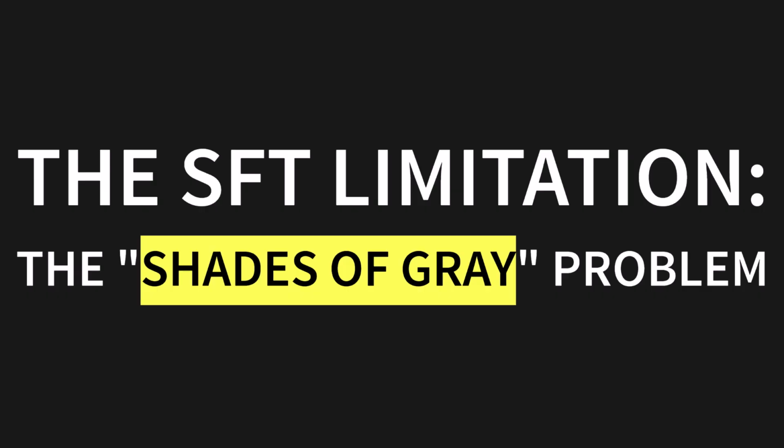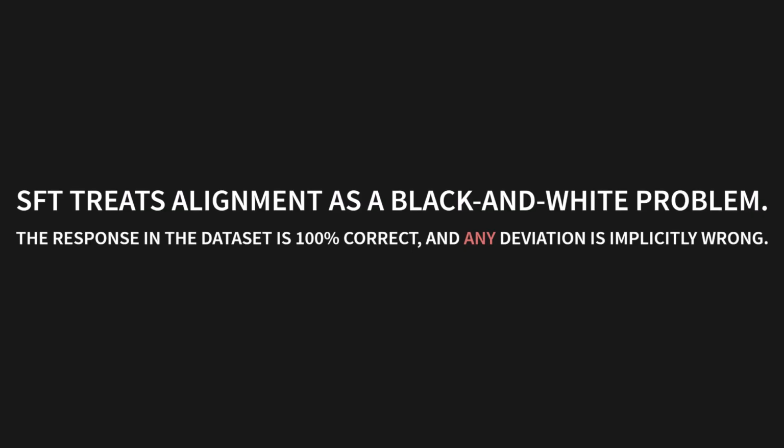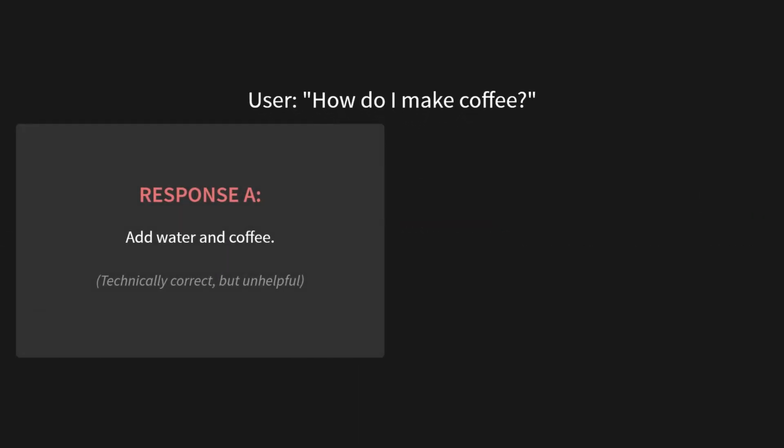You see, SFT treats alignment as a completely black and white problem. The response in our dataset is treated as 100% correct, and that means any deviation, any at all, is implicitly considered wrong. But life isn't like that, is it? Let's take a simple example. You ask the AI, how do I make coffee? Response A says, add water and coffee. I mean, it's technically correct, but it's super unhelpful, right? Now look at response B.